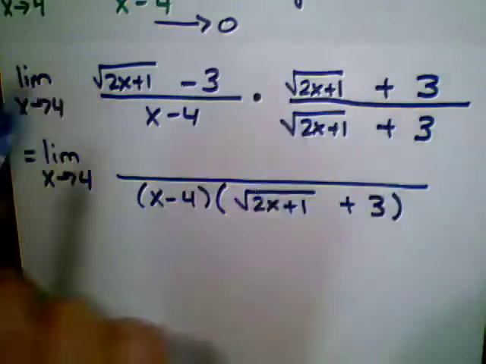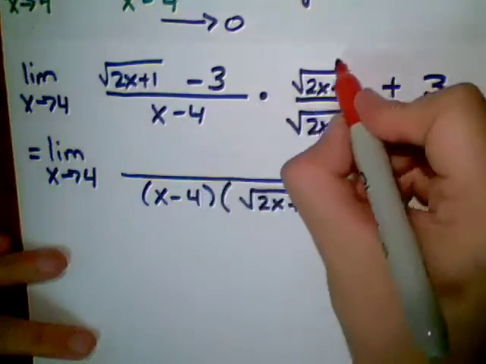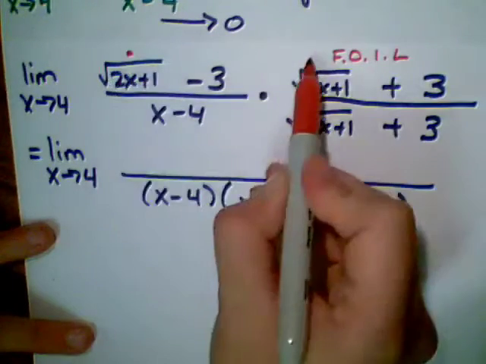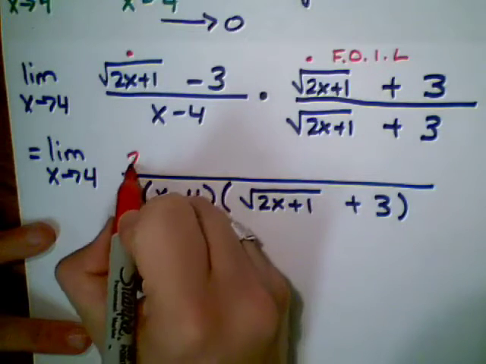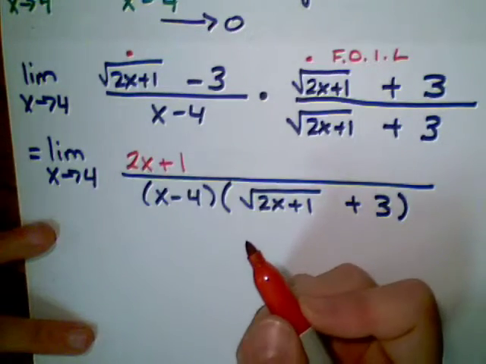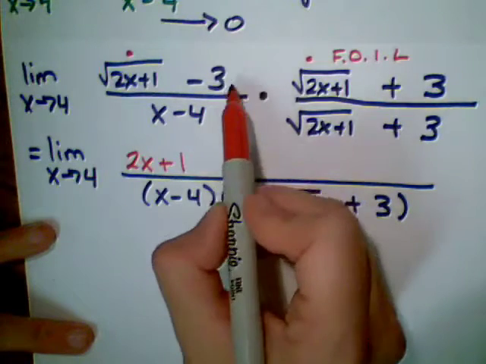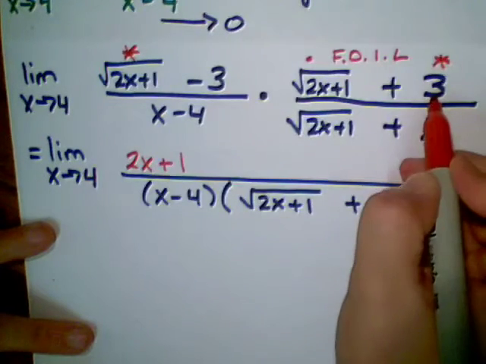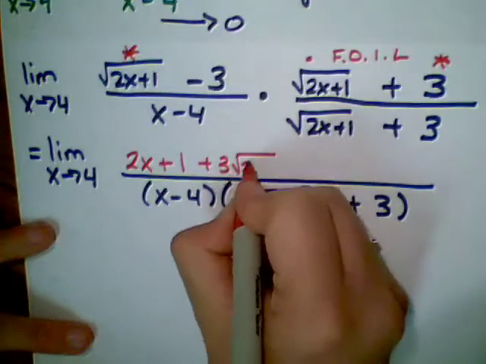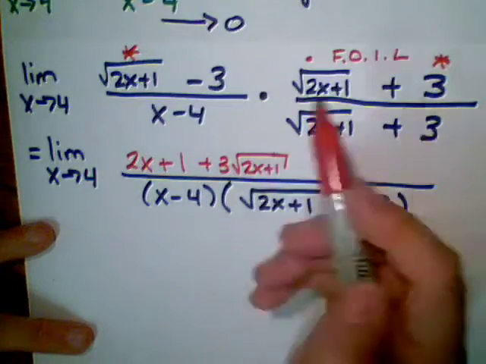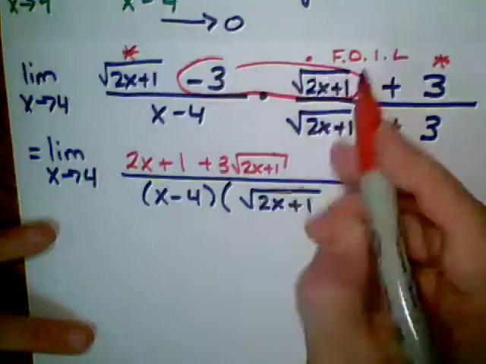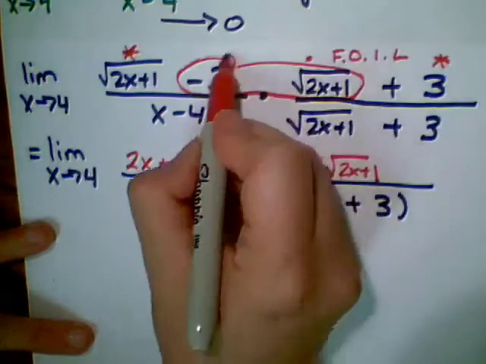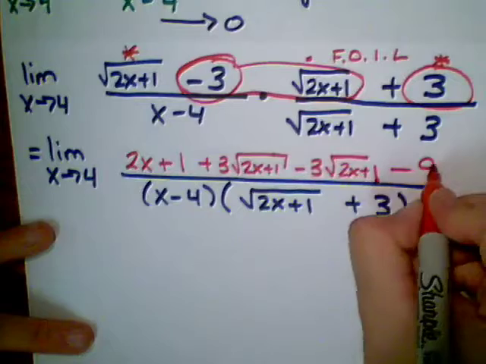Okay. And the top, to do this multiplication, I'm going to use FOIL so that I distribute correctly. I'm going to take the product of the first 2 terms. The radicals go away and I'm left with 2x plus 1. I'm going to take the product of the outside terms. That'll be positive 3 times square root. Then I'm going to take the product of the inside 2 terms. That'll be negative 3 times the square root. And last of all, I'll take the product of the last terms, which will give me negative 9.